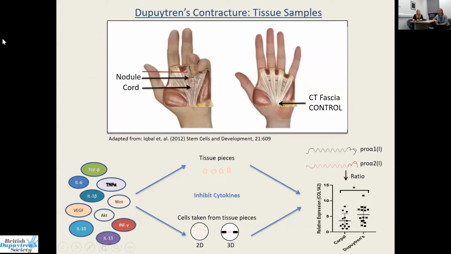To do this, I've been collecting tissue from patients undergoing Dupuytren's surgery to have the affected tissue removed. Instead of discarding it, we bring it back to our lab. I then dissect the tissue into small pieces, and also isolate the actual myofibroblast cells from any remaining tissue. We then add the cytokine inhibitors to the tissue pieces and also 2D and 3D cell cultures, and then we look at the ratio of the newly synthesized collagen in response to those inhibitor treatments.